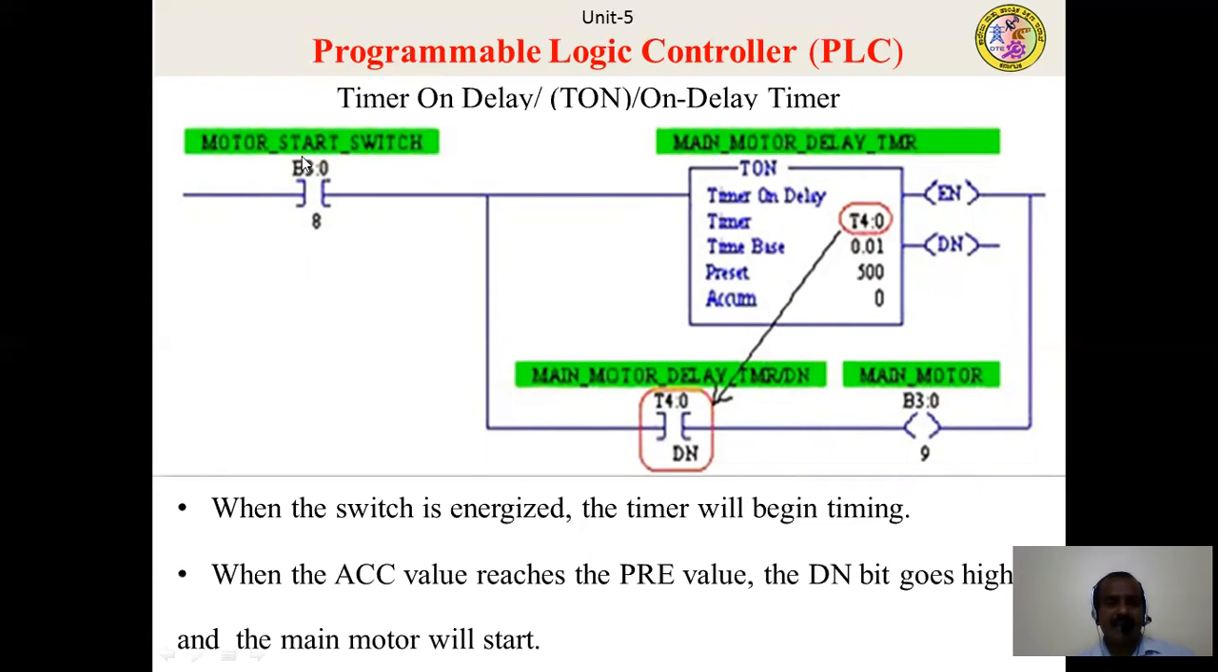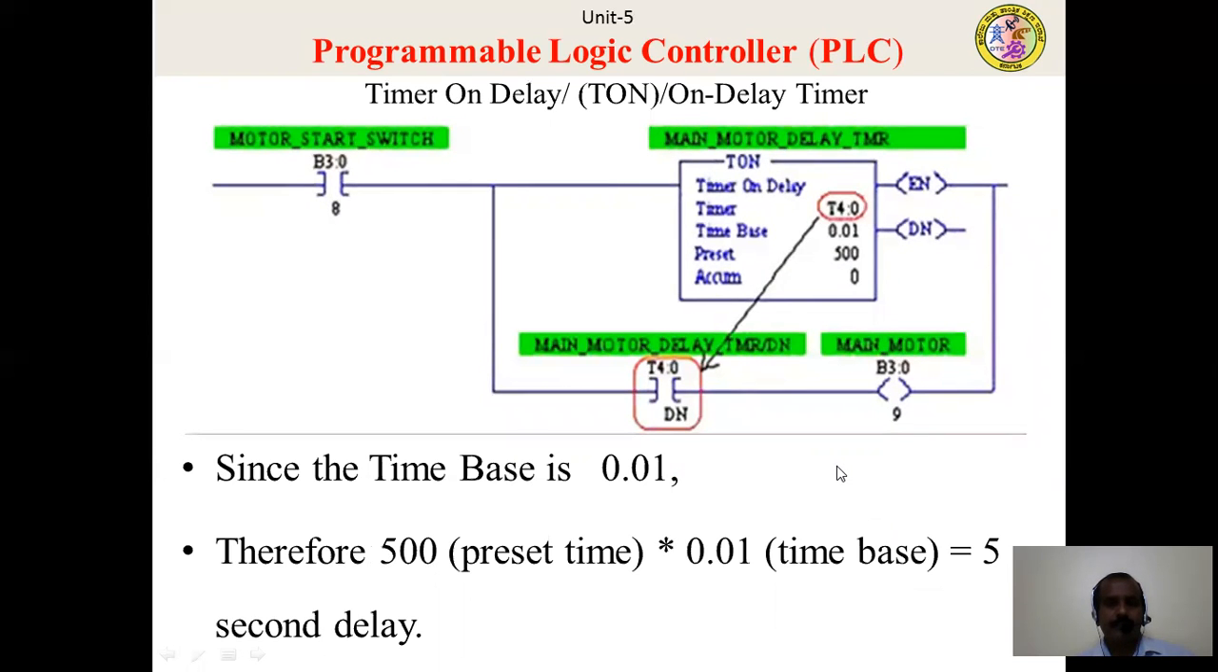When the switch is energized, the timer will begin timing. When the accumulated ACC value reaches the preset value, the done bit goes high and the main motor will start. This is how an on delay timer works. Since the time base here is 0.01, therefore the preset value here is 500 multiplied by 0.01. So there is a delay of 5 seconds in this on delay timer or TON timer.